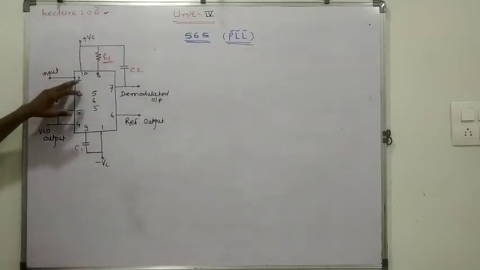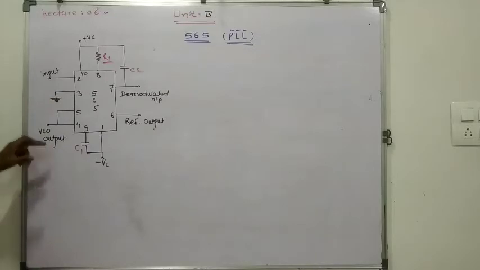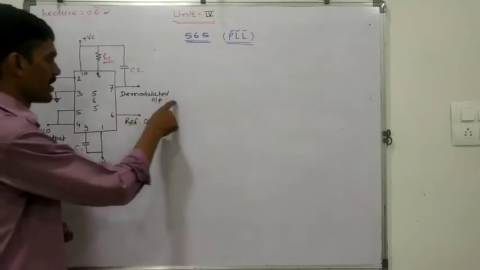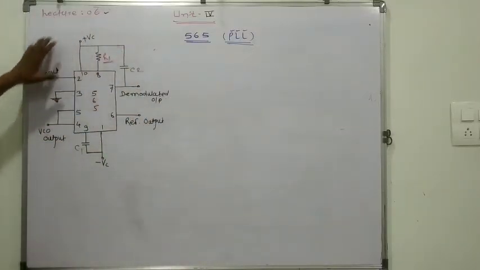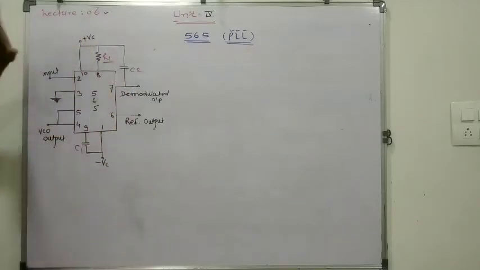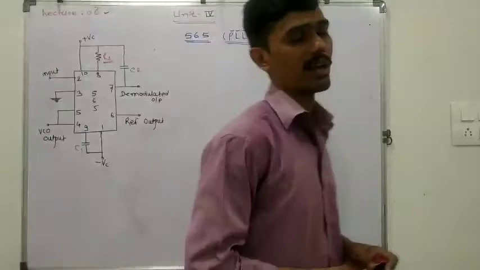Now we have to provide the input to pin number 3. Pin number 3 is grounded. Here is the VCO output. If you want to check the VCO output, we can check it here. This is the demodulated output, reference output. So this is basically the block schematic or circuit diagram used during the design of a PLL.